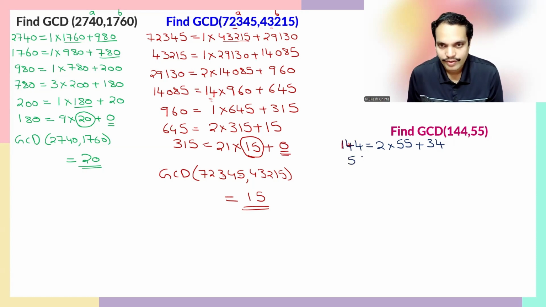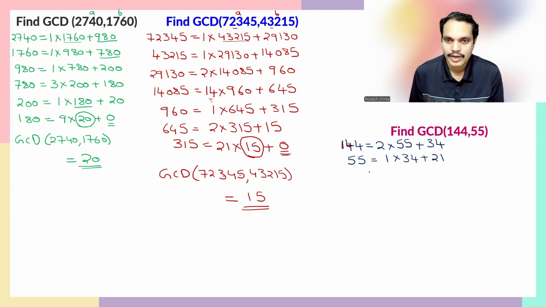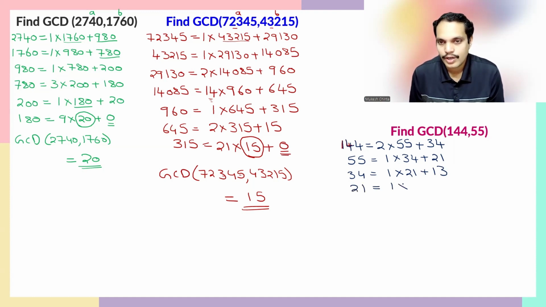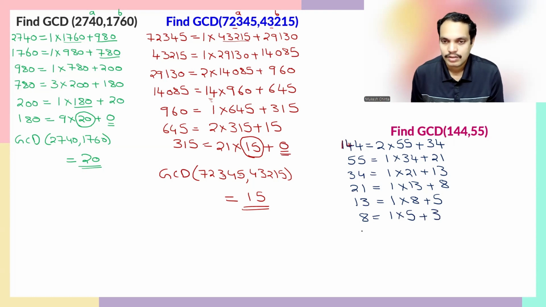So I have to write it down as 55 is equal to 1 into 34 plus the remainder 21. Once again, 34 is equal to 1 into 21 plus 13. Again, 21 is equal to 1 into 13 plus 8, which is my remainder, but still non-zero. So 13 is equal to 1 into 8 plus 5, once again non-zero. So 8 is equal to 1 into 5 plus 3, still non-zero. And 5 is equal to 1 into 3 plus 2, still non-zero. So 3 is equal to 1 into 2 plus 1, still non-zero.